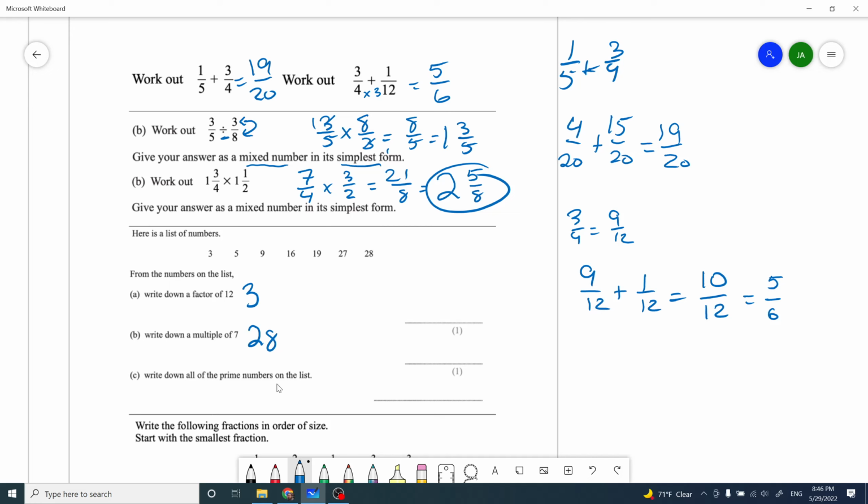I need to write down all the prime numbers in the list. What is a prime number? It's a number that can only be divided by 1 and itself. So I have 3, 5, right? 1 and 5. 9 I can divide by 3, so that's not prime. 16 I can divide by 2. 19, that is prime. 27 I can divide by 3. 28 I can divide by 2. So these are my 3 prime numbers.